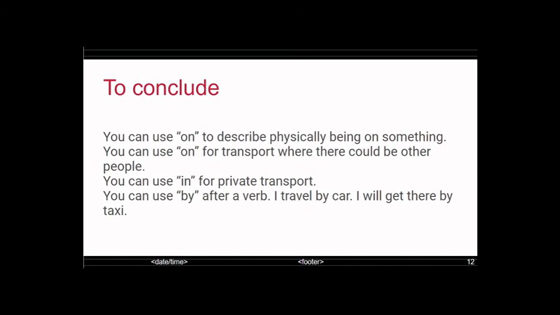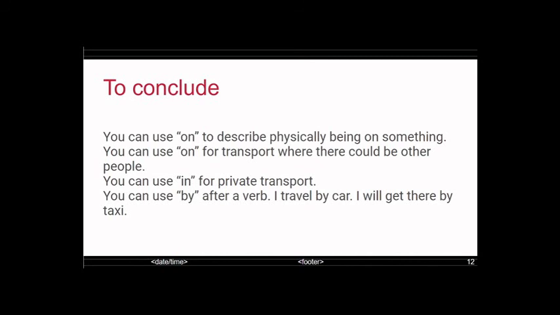to try and make this a little bit simpler, you can use on to describe being physically on something. I'm on a motorbike. You can use on for transport where there could be other people. I'm on the bus, I'm on the plane. Transport where you can stand up. You can use in for private transport, which includes taxis, because generally there aren't other people.